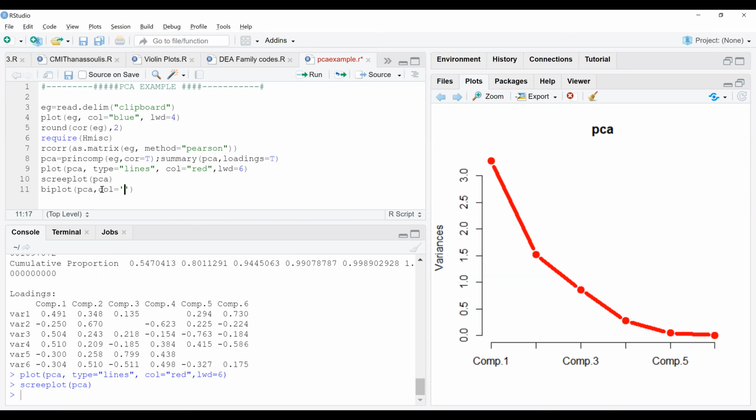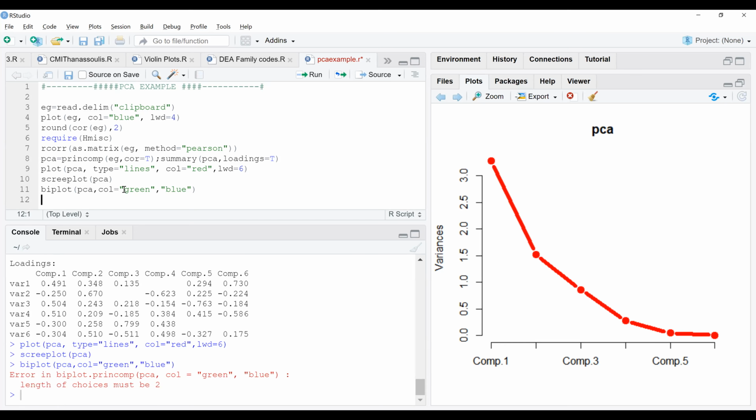I'm going to use color green as the first one, and then I will do a comma and then do color blue. So I'm using color green and blue. You can use anything you want. Now, once you click, oh, okay, so something is wrong. Let me just confirm.